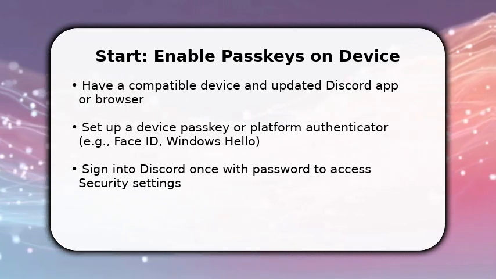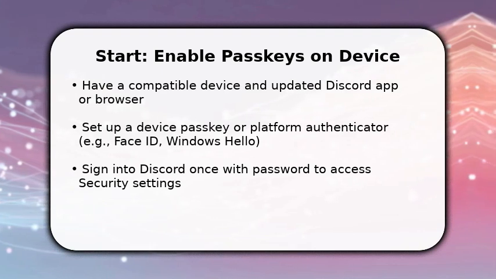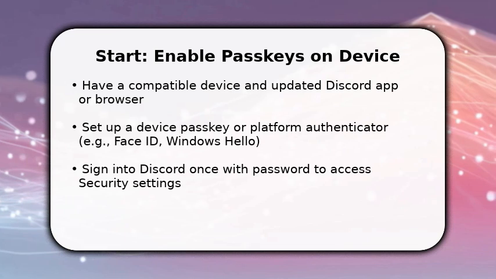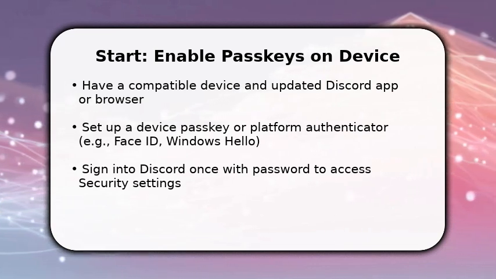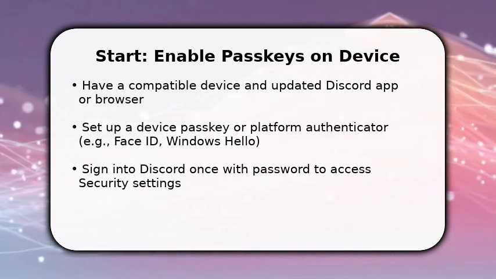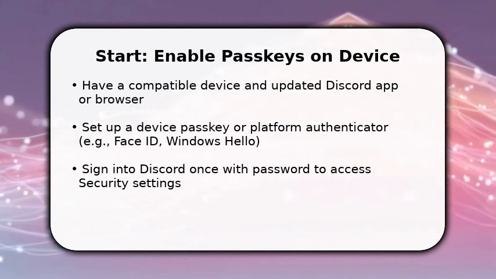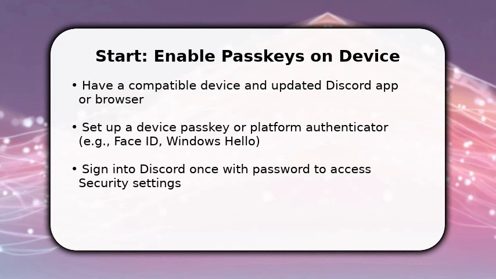You'll begin by confirming your device supports passkeys and that Discord is updated. Open Discord and sign in once with your password so you can reach security settings. Once there, choose Add Passkey and pick your device authenticator: Face ID, Fingerprint, or Windows Hello. You do this because the passkey binds to the device's secure element, making future logins faster and phishing-resistant.